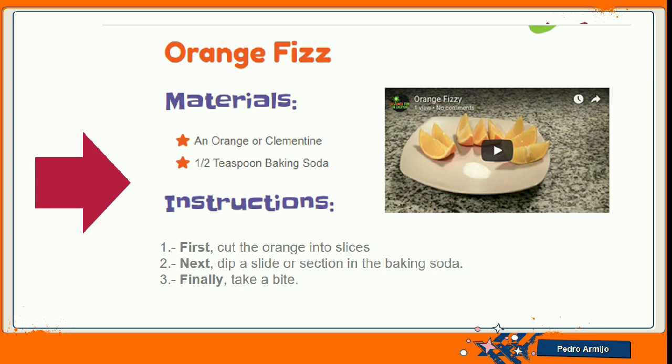We have three instructions. First, cut the orange into slices. Next, dip a slice or section in the baking soda. And number three, finally, take a bite. As you can see, here we have three sequencers because those are three steps. So remember the sequencers and remember the order of the instructions. This is a tip for our next activity.